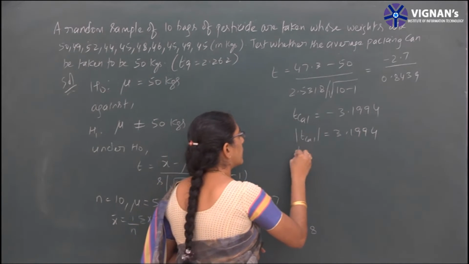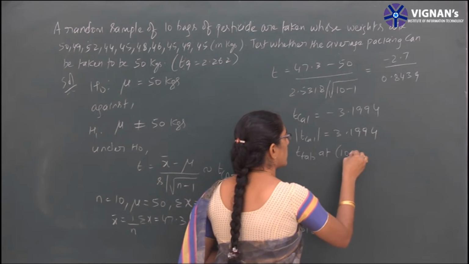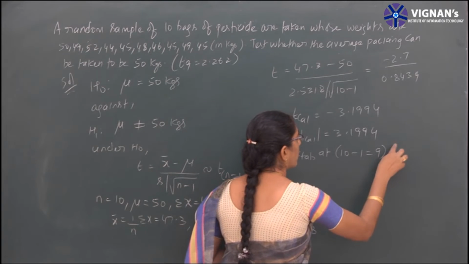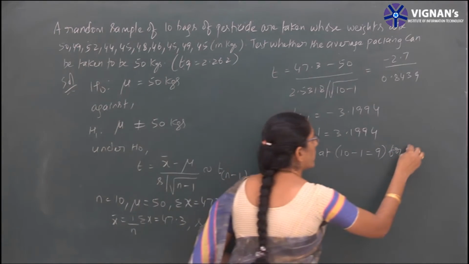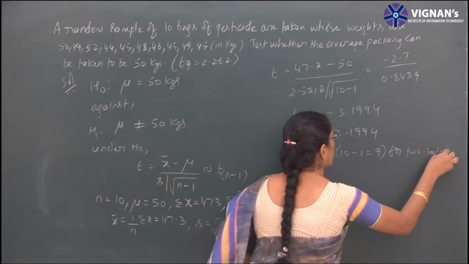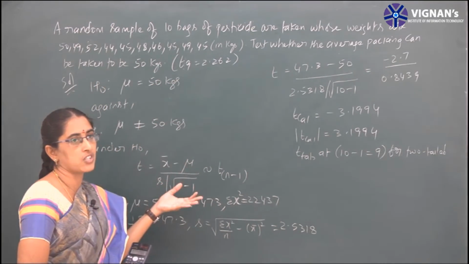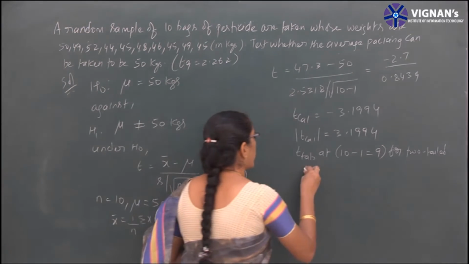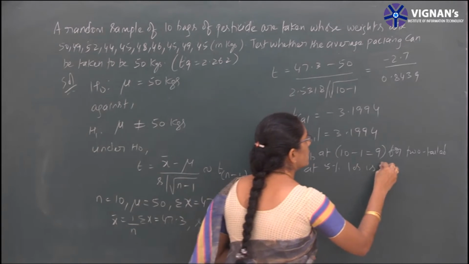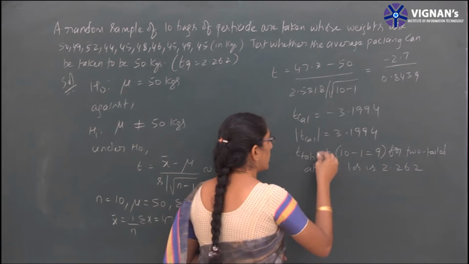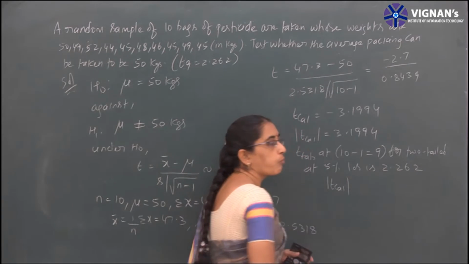That is 3.1994 here. Now the tabulated value of t at n minus 1, where the sample size is 10, so 10 minus 1 is 9, for two tails, since the alternative hypothesis is not equal to, at 5% level of significance. Nothing is mentioned about the level of significance, so by default we consider 5%. At 5% level of significance the value is 2.262. So mod t cal is 3.1994 and t tabulated is 2.262.